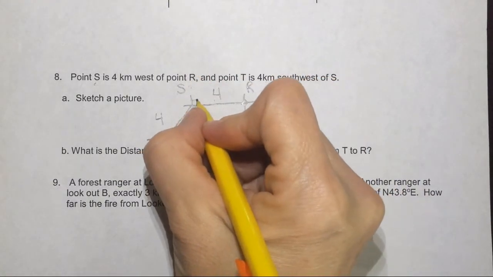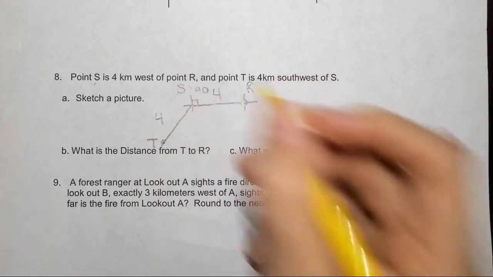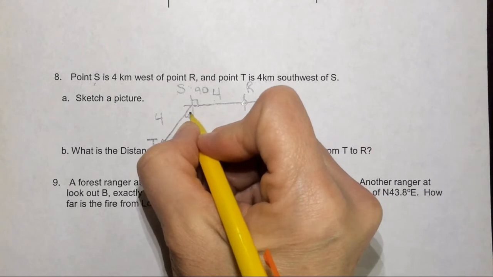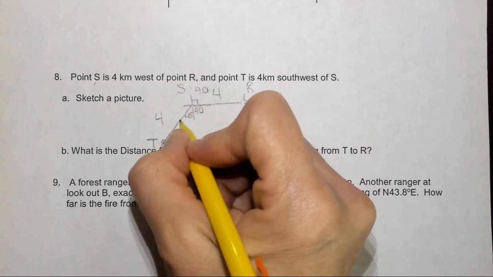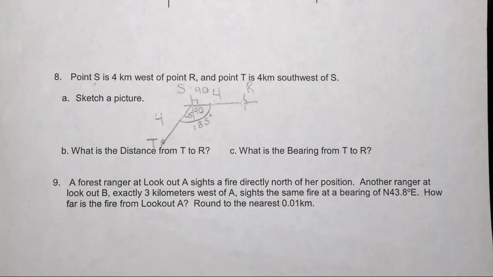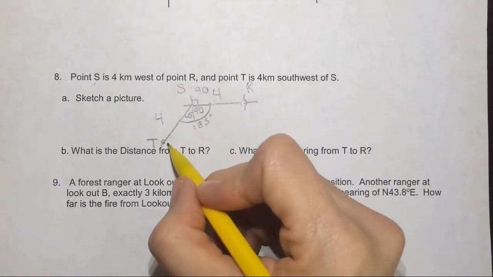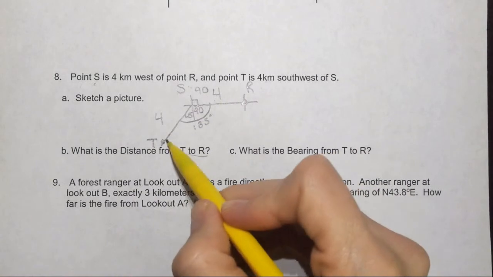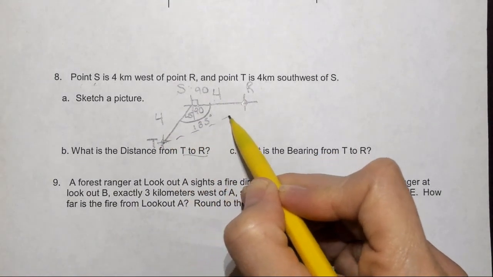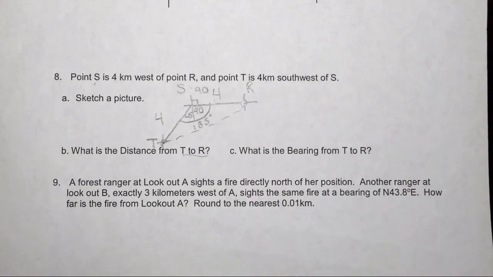All right, because this was west, I know this little piece is 90. Because I went southwest, I know this wedge is 45, this is 90, so that is 135 inside. Because I know this big angle is 135, the first thing they want me to do is find the distance. They want me to find this distance from here to here, from T to R.